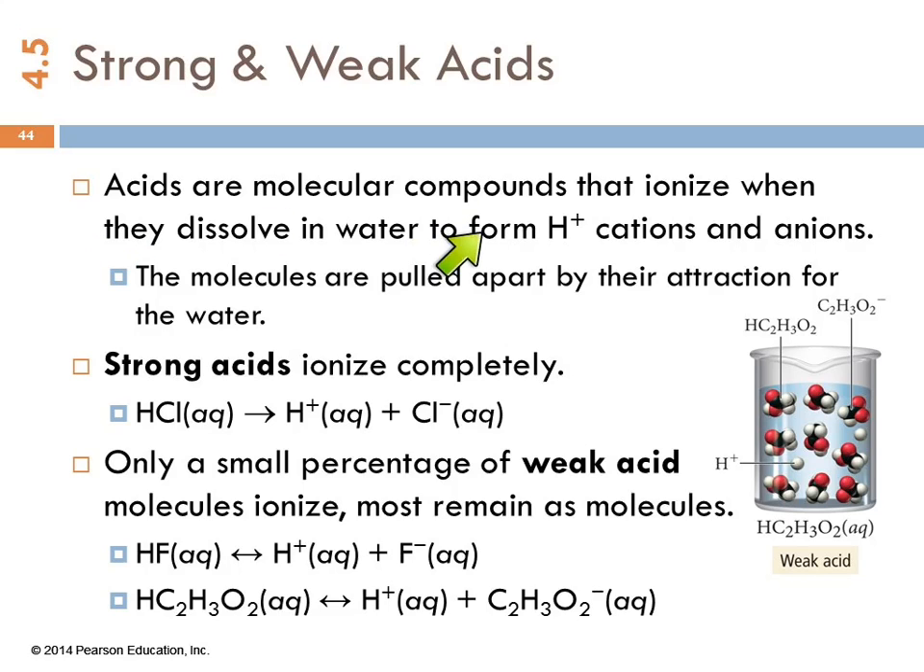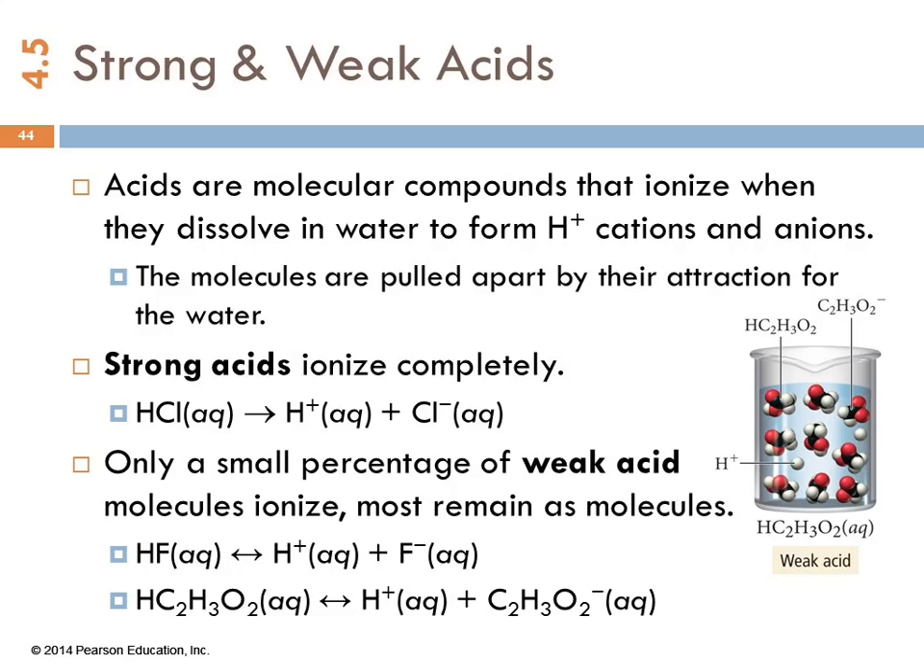If an acid forms hydrogen cations, and then it forms whatever the anion is, the hydrogen ion gets pulled off by its attraction for the water molecule. So here we have an illustration of acetic acid. This is the acetate ion, and it's got a hydrogen ion attached to it. When you put it in water, some of the hydrogen ions will get pulled off. You'll have acetate ions, and you will have some acetic acid molecules.